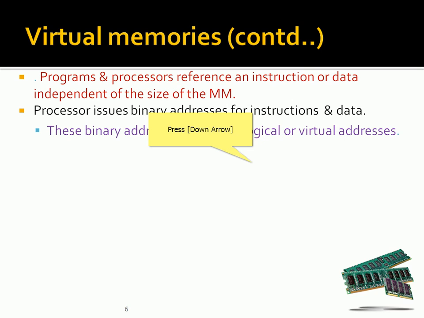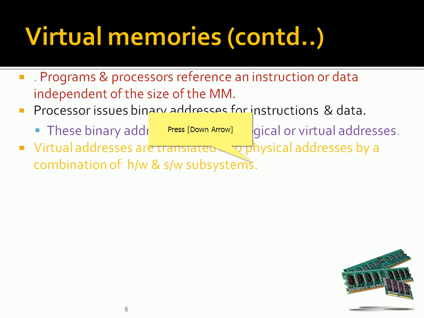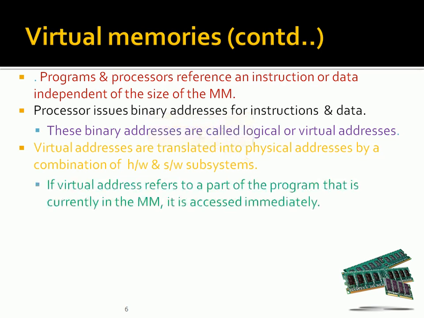Right? These binary addresses are called logical or virtual addresses. This logical or virtual address will be released by the processor. Virtual addresses are translated into physical addresses by a combination of hardware and software subsystems. So hardware helps us, and software is also involved, to convert the given virtual address, or what we call the logical address, into a physical address.